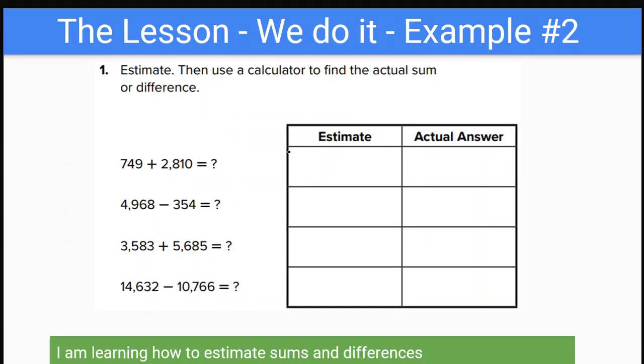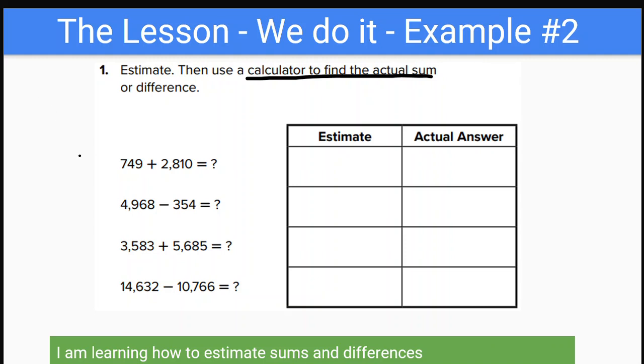Now, in the book today, we had you doing this right here. It said, estimate, and then use a calculator to find the actual sum or difference, okay? And so let's just do a couple of these right here. It says to estimate and then find your actual answer.